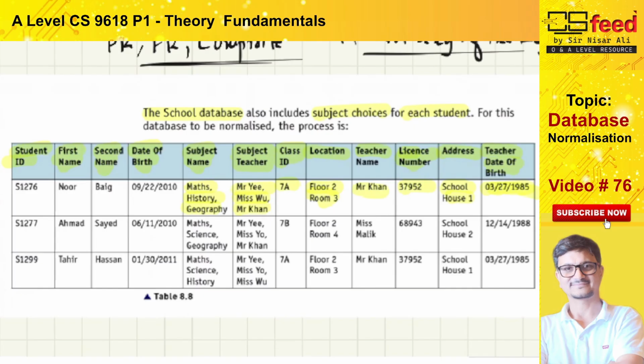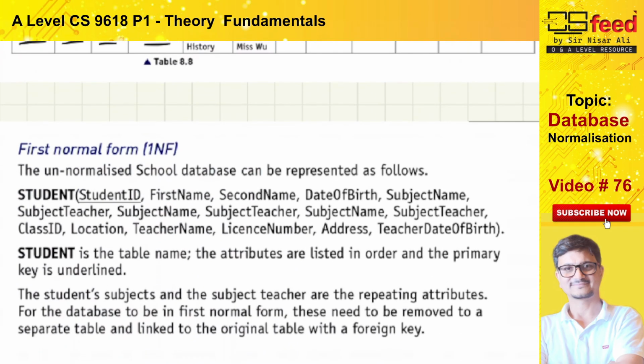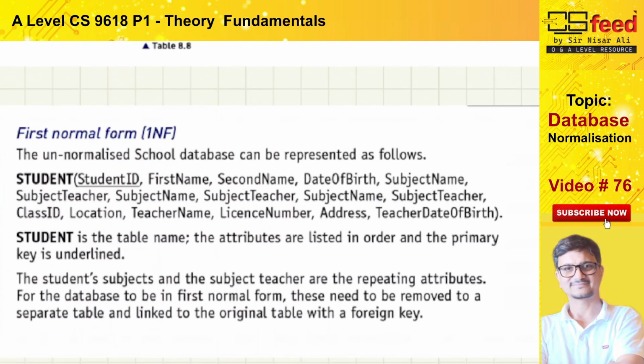Now, you can see here that these blank spaces are actually the area that you left for the values that are written over here. So likewise here. So these are certain repetitions, the repeated groups. And then the teacher name, Mr. Khan, Mr. Yi, Miss Wu, Mr. Khan. So some of the things are very obvious and very clear in this table. Now let's see what the first normal form says.